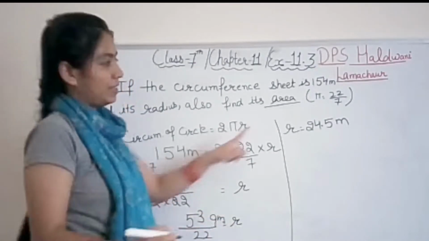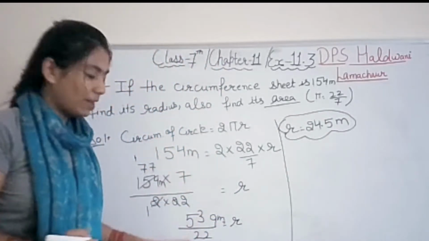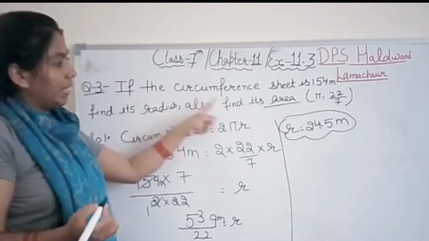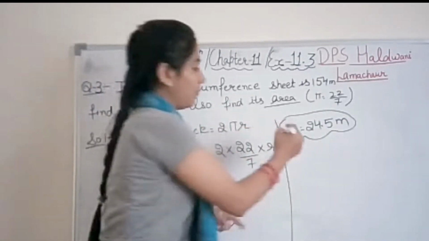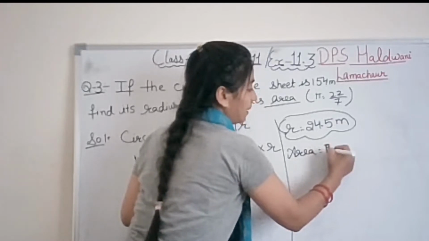So radius is 24.5 meter. We found the value. Again you have seen, it is just a calculation. Now the radius we know. According to the question, you need to find out the area also. So area is pi r square.